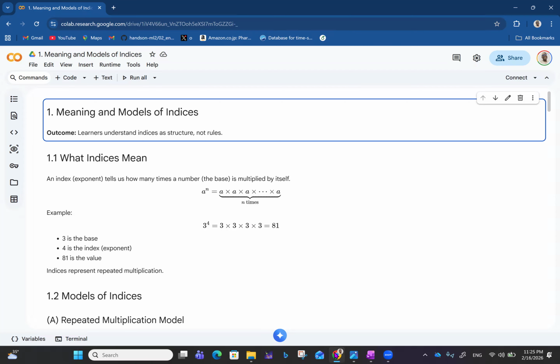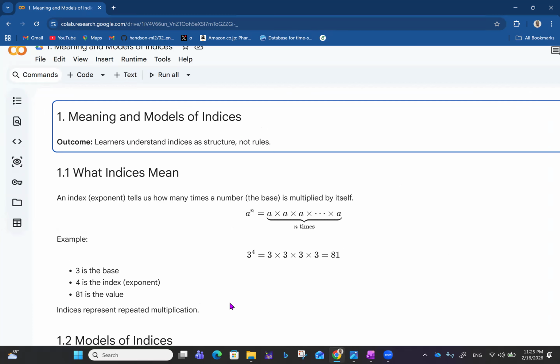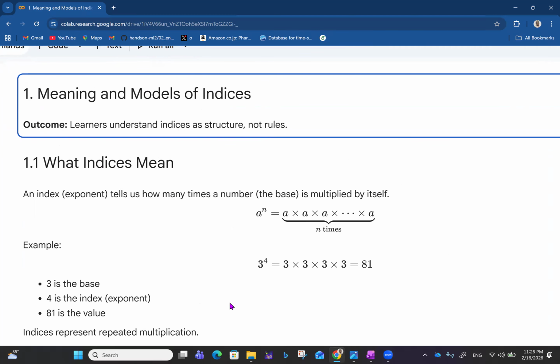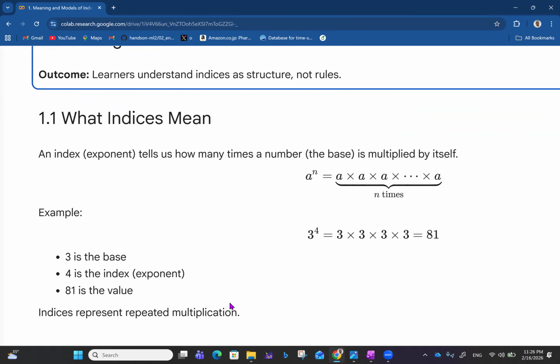Of course, the outcome we expect from this lesson is that learners should understand indices as structure, not just as the rules they've been seeing. Of course, the rules are there, and we're going to talk about the laws of indices in the next video. But the structure is also very important, and that's the foundation of it all. So we start with what indices actually means.